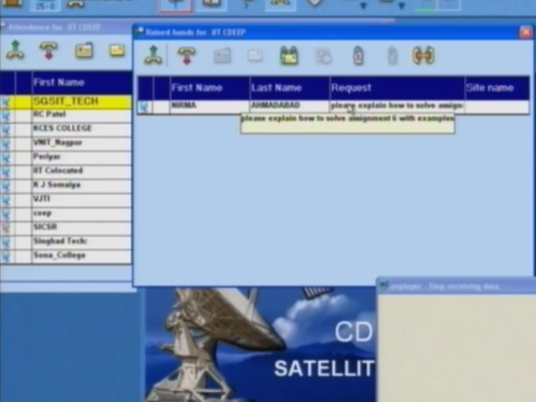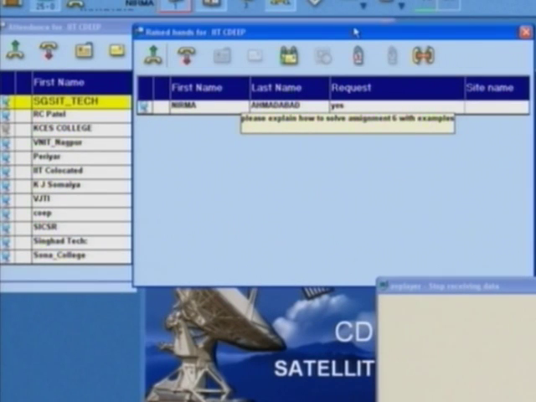Okay, there is a question from Nirma Ahmedabad. Please explain how to solve assignment 6 with examples. Okay, I believe it's an objective that you have written. Is it to solve this particular assignment, or are you referring to page number 61 of the Mission 10X Learning Approach Manual? The question is a little vague, so it can be more specific. If you have made a note of it, whenever you are free today evening, you can just log into Mission 10X and start searching for materials.